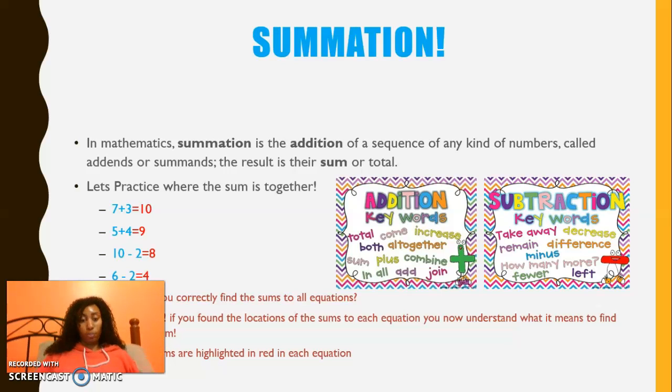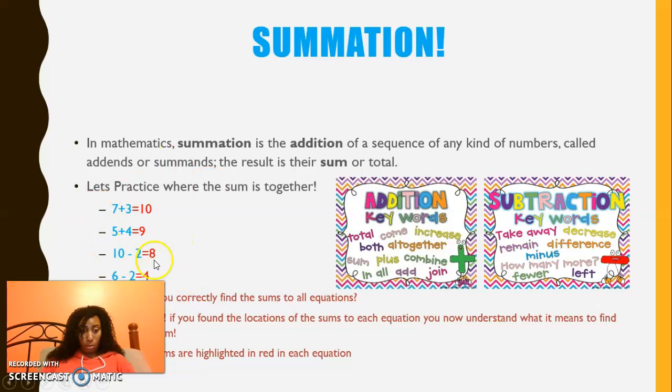So here you can see we could just practice. You would have 7 plus 3, then you have 5 plus 4, 10 minus 2, and 6 minus 2. In the red, you can see the sums, which again is another word for total.